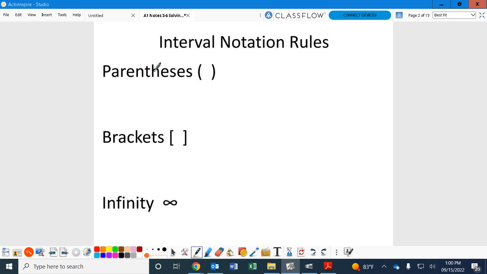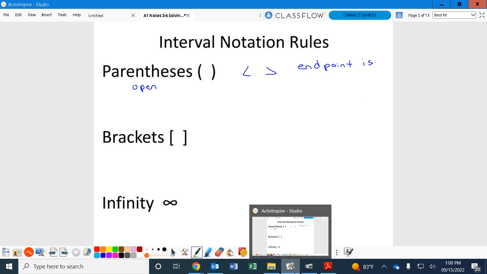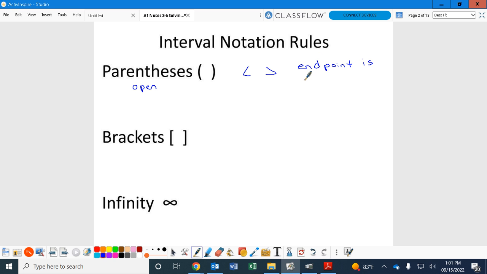Parentheses. When you see parentheses like this, they're used for interval notation. This is going to be used when you have things like less than or greater than. It's like not having the bar underneath. Whenever you don't have the bar underneath, it's going to have parentheses, just like open dots. All this means is the endpoint is not included. Say that again. The endpoint is not included.